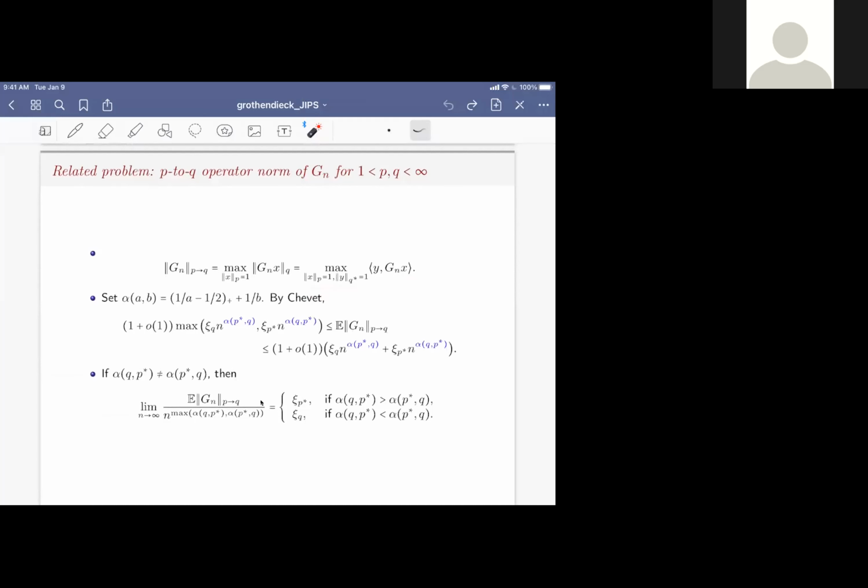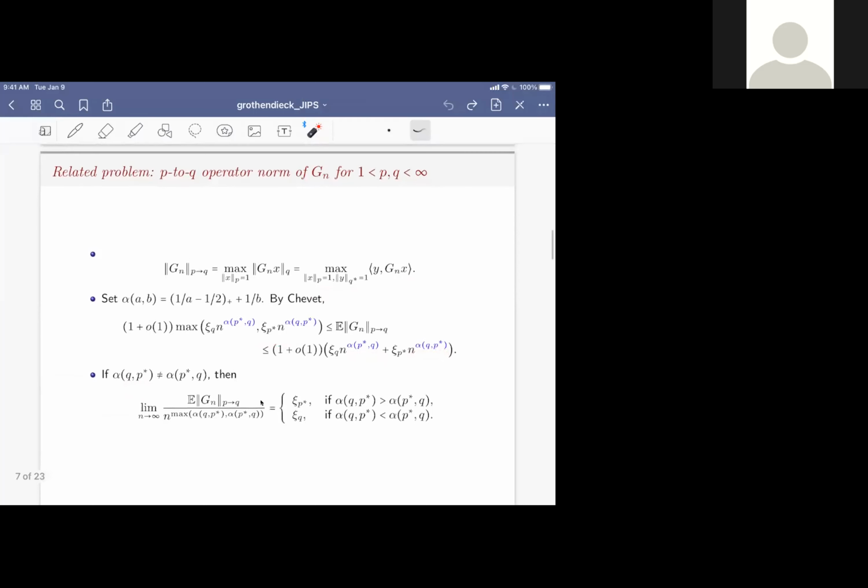If I look at the expected operator norm of the Gaussian matrix, then as an upper bound, we get a linear combination of two different powers of n. And as a lower bound, we have almost the same quantity, but instead of the sum, we have a max. So this already tells me the right scale of the operator norm of Gn, because the scaling exponent will be the maximum of these two exponents. Moreover, when these exponents are unequal, we can actually pin down the limiting constant. So the simple inequality gives us the limiting constant when these exponents are unequal.